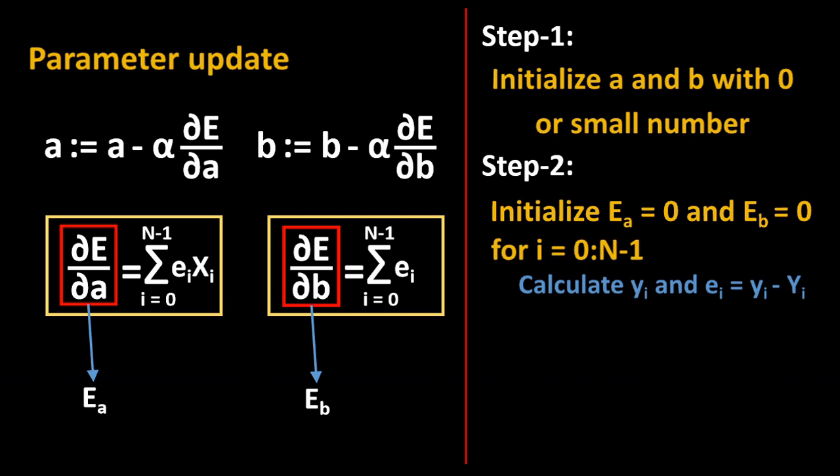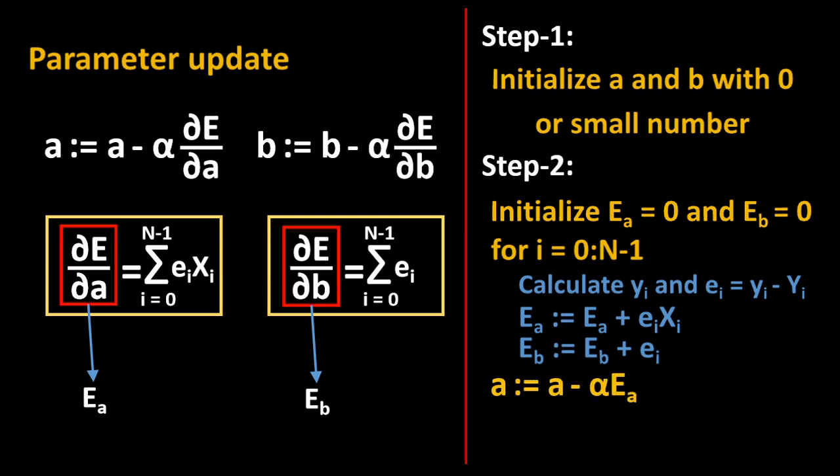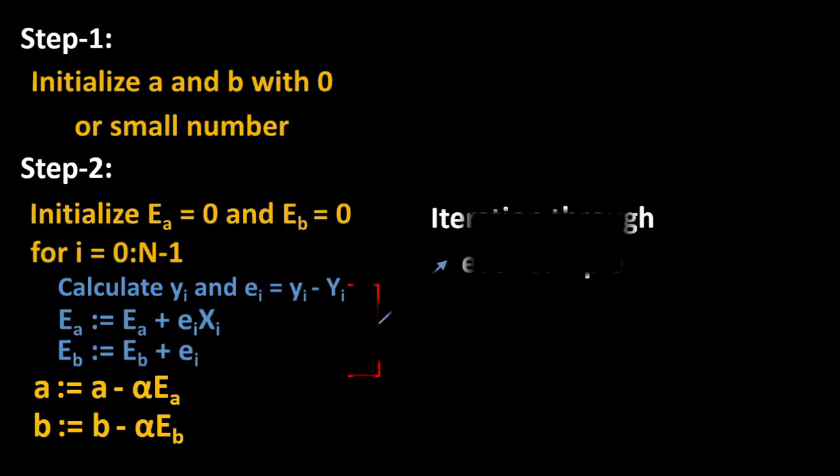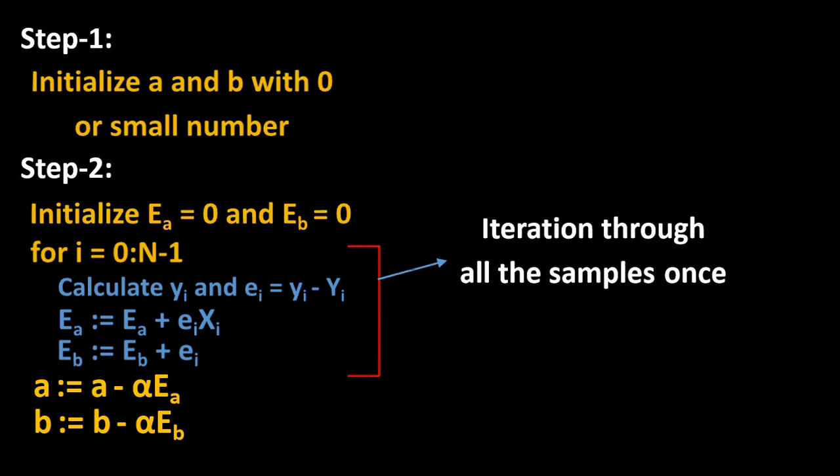Next, update the following value of EA, that is del E upon del A, as EA plus ei xi, and EB as EB plus ei as shown here. Finally, update the parameters A and B as A equals A minus alpha EA and B equals B minus alpha EB. So in this pseudocode, these blue lines represent the iteration through each sample, and when we have gone through all the dataset once, it is called as one epoch in machine learning terminology.